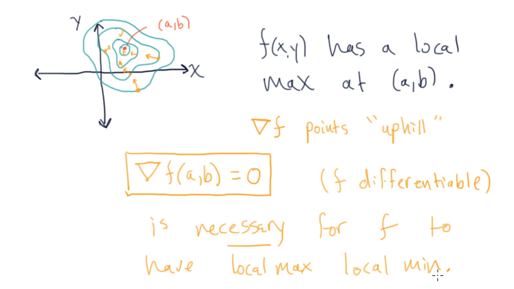And so now that we know how to find some candidates for local extrema, we actually need a test to say, okay, this is a local max, this is a local min, this is neither, or maybe I don't know, and that's what we're going to talk about next.